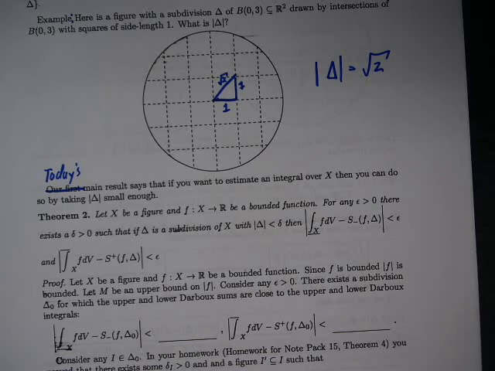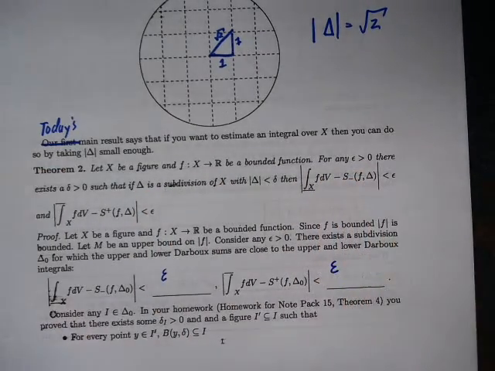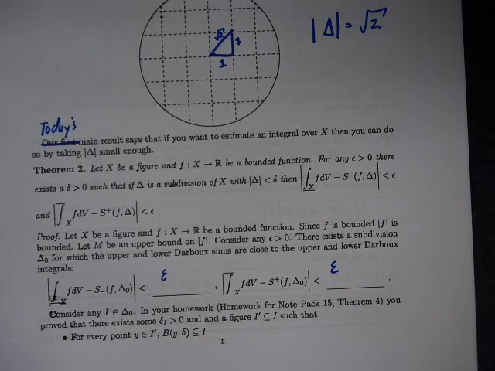I'll call it delta 0 because it's like a starting subdivision. It's not the one that I want. For which the upper and lower Darboux sums are within an epsilon of the upper and lower Darboux integrals. So I can get those differences to be as small as they want. And you know what, I'll put an epsilon there for now, although I'll tell you that I'm going to offset them because it's going to be epsilon divided by something. And we'll figure out what we need to divide by.